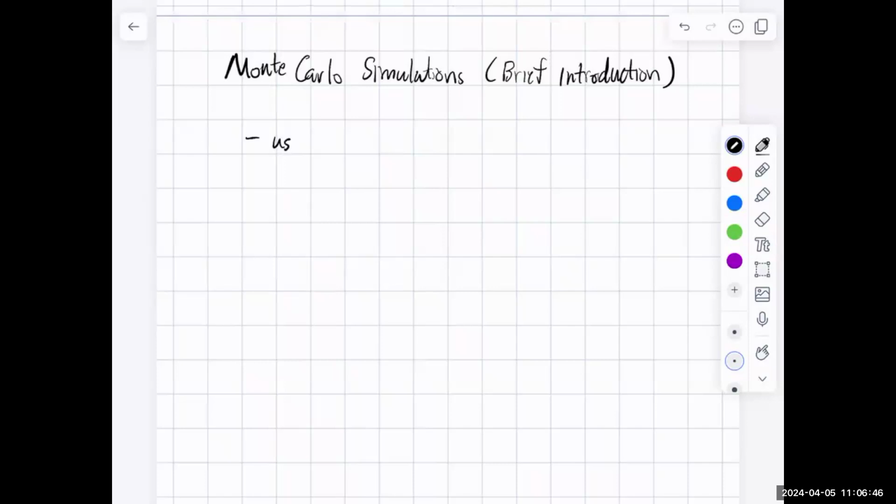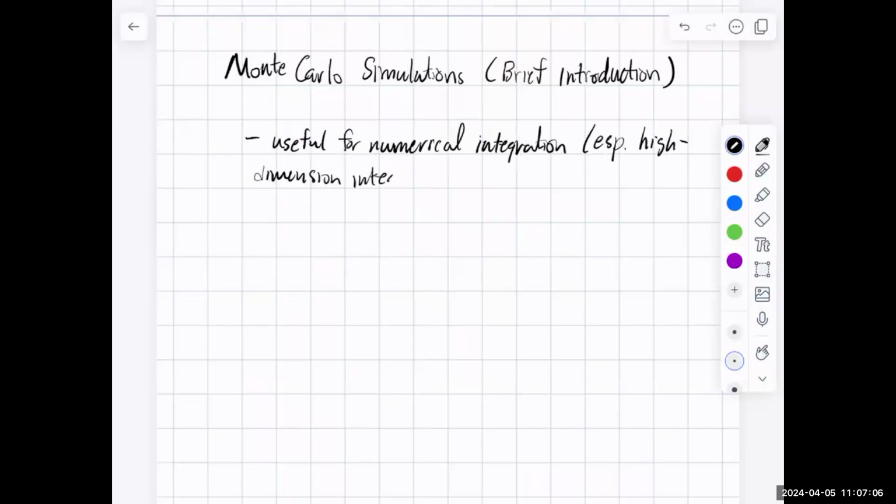So this is useful for numerical integration, and it's especially useful for high dimension integrals. So imagine you had an integral where you could do double integrals, like a dx dy, or you could do a triple integral, dx dy dz kind of thing. Once you start doing these multiple integrations for functions that depend on many variables, that's when some of this stuff is really quite useful.